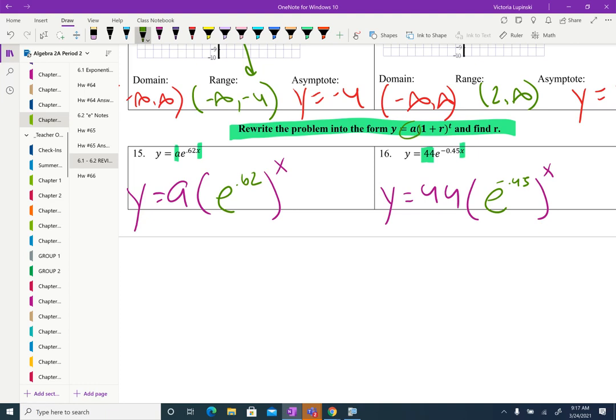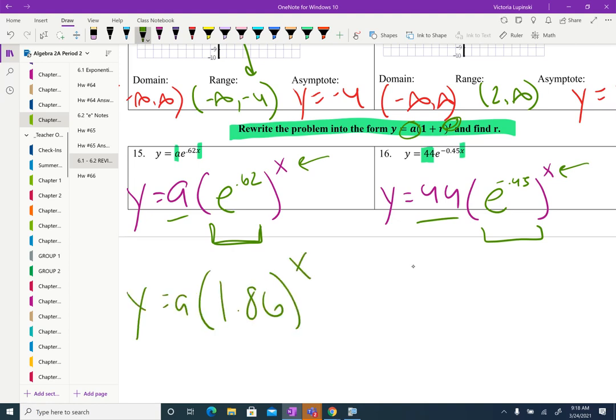Again, you always want the a to be out front, whether it's an a or a number. You want the variable to be up by itself, whether it's a t or an x, doesn't matter. You're now going to calculate this in your calculator. So if you do e to the 0.62, you're going to get 1.86. And if you do e to the negative 0.45, you're going to get 0.64.